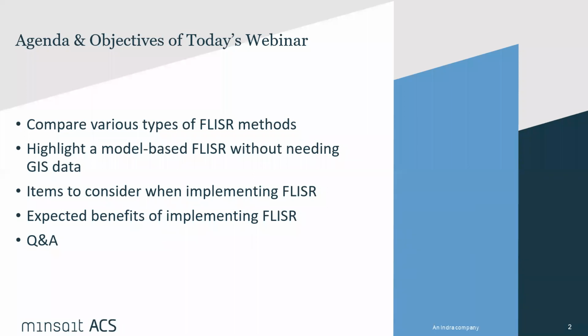We are also going to talk about items to consider when implementing FLISR. Obviously, there's a lot of advantages, but there are some things that probably need to be considered up front and during the evaluation process that you'll want to take into account. And then we will talk about expected benefits. Obviously, we're improving system reliability, but from some successful FLISR implementations, what types of benefits did they see? And then we are going to spend some time trying to answer as many questions as we can at the end.